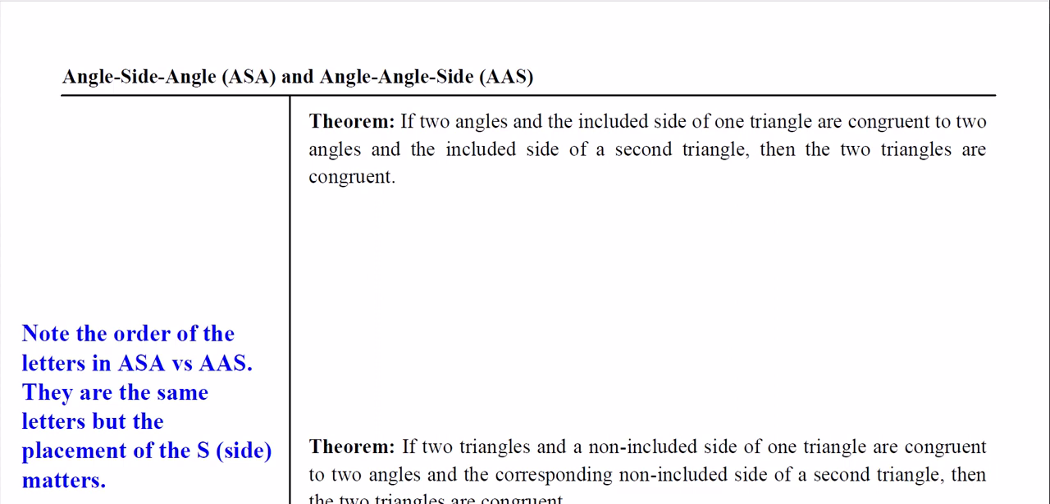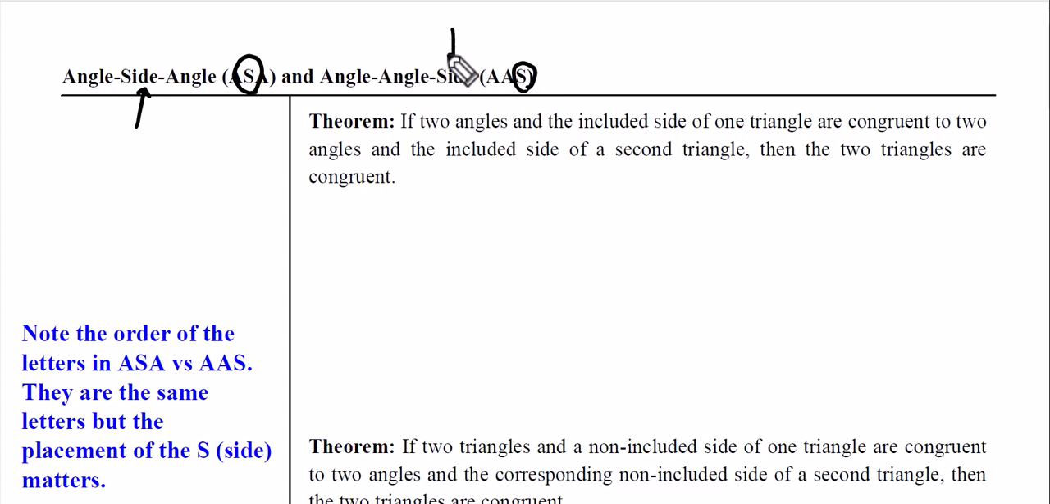and angle angle side. And notice that they are the same letters, right? There's an angle, there's two A's, one S. But notice that even though they're the same types of letters and the same amount of letters, the position of the S is in the middle for angle side angle, and it's outside of the two for angle angle side.